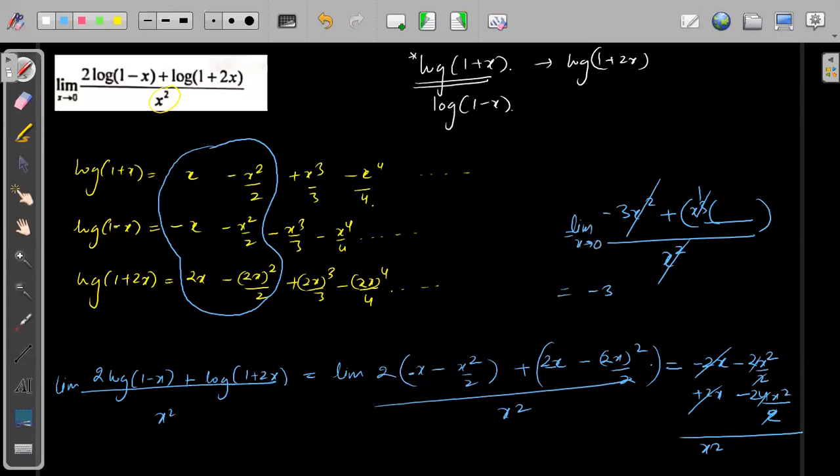So that means limit of x tending to 0: this will become minus 3 plus limit of x tending to 0 of something multiplied with x, and the other terms are also multiples of x. So that part will become equal to 0. So the answer will be minus 3.